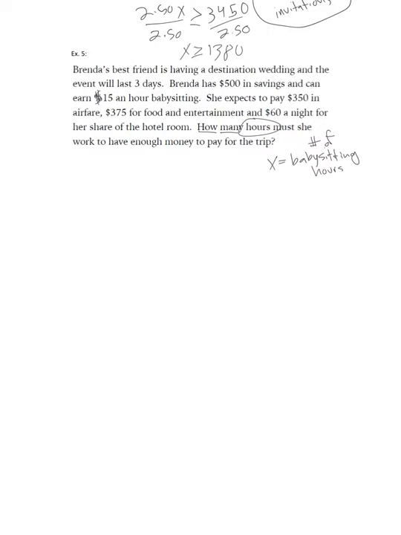Here we see that she's going to get paid $15 an hour for babysitting. So we're going to take 15, multiply it times our variable x, since here we're getting paid $15 an hour babysitting, and we also have $500 in the savings account. So both of those values have to be greater than or equal to the expenses of the trip.